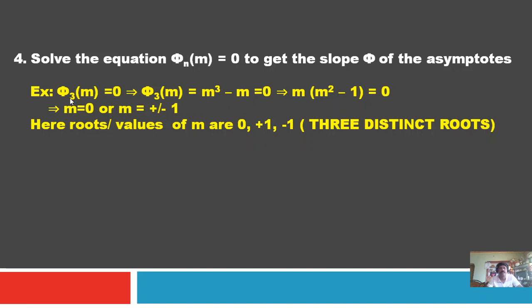So in our example, consider phi 3 of m equals 0. The value of phi 3 of m is nothing but m cube minus m equals 0. Take m common: m into m square minus 1 equals 0. Solve this equation and find the values of m. Since the degree of phi 3 of m is 3, we need to get 3 values for m. After solving m into m square minus 1 equals 0, we get the roots of m as 0 and plus or minus 1. So in general, the values of m are 0, plus 1, minus 1. This is the fourth step we have to follow.